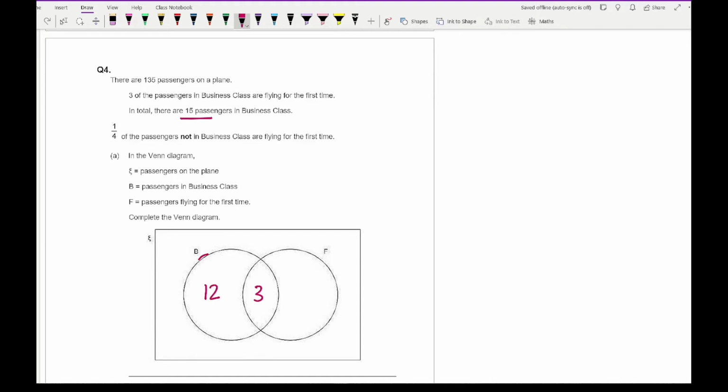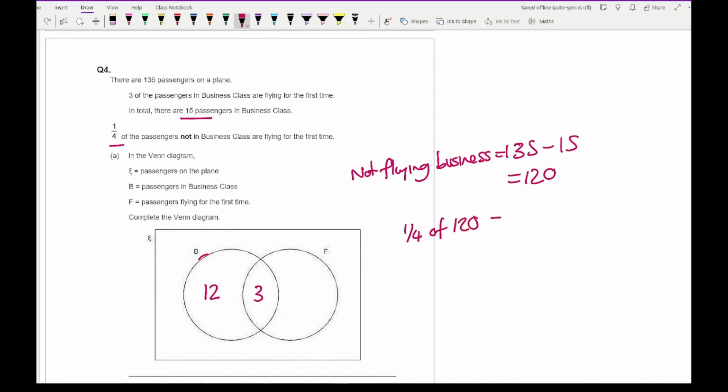Now in terms of not flying business, well, that's going to be 135 minus the 15, so that's 120. Now it says that a quarter of those not flying business are flying for the first time, so a quarter of 120, and that's going to be 30 flying for the first time. So there, that means there's going to be 30.